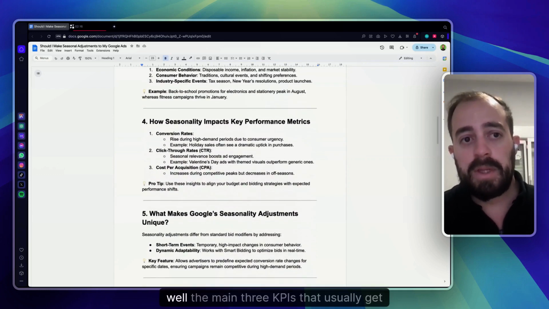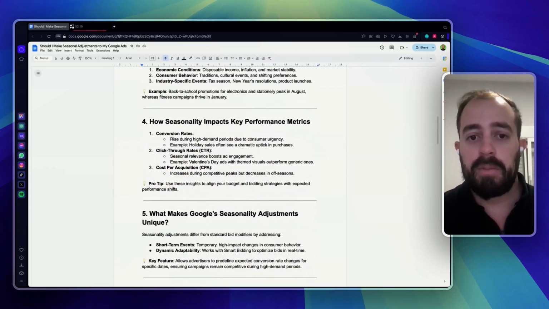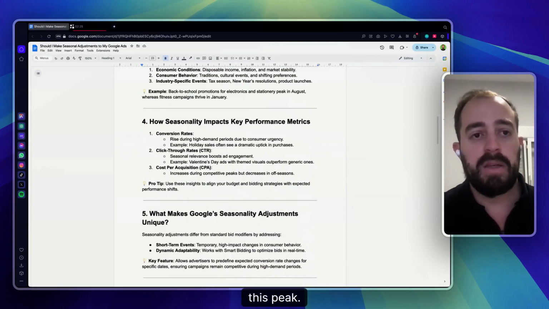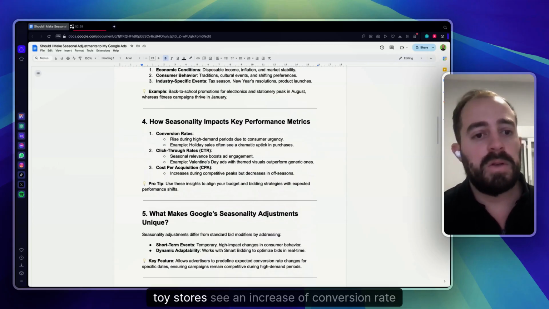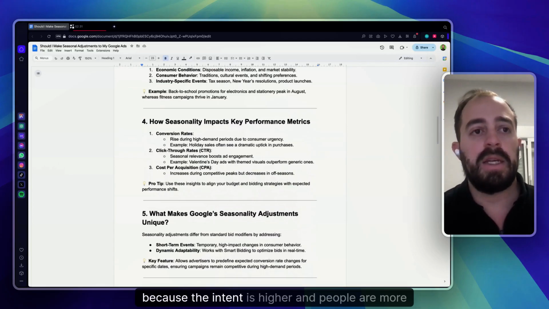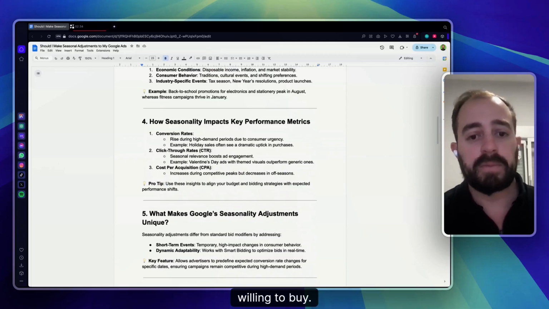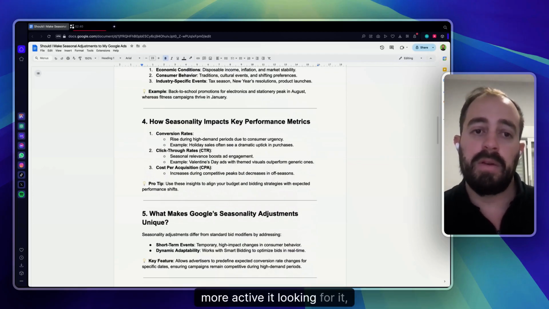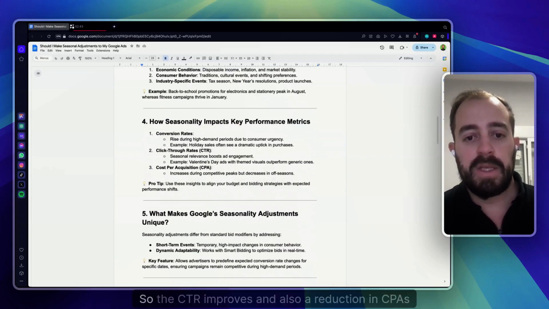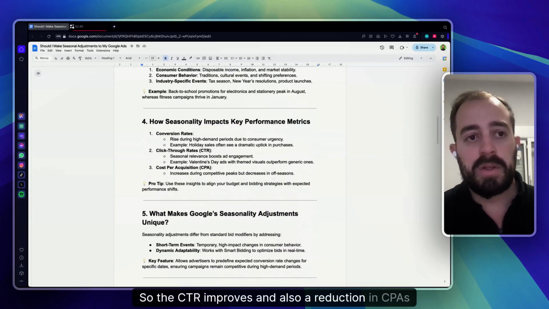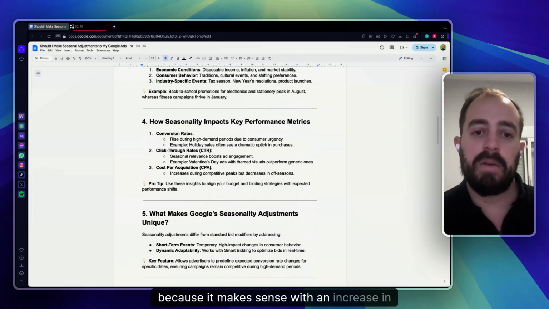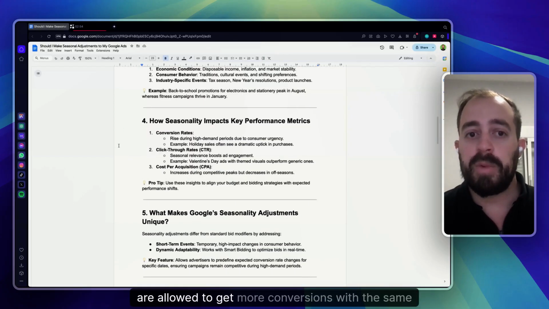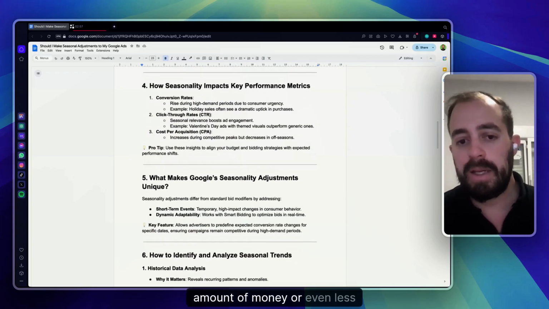How does it affect campaigns? Well, the three main KPIs that usually get most impacted by seasonality are, first, conversion rate, which usually increases during this peak. For example, at Christmas, toy stores see an increase in conversion rate because the intent is higher and people are more willing to buy. The other one is the CTR, because since they're more actively looking for it, they click more on the ad, so the CTR improves. And also a reduction in CPAs, because it makes sense that with an increase in conversion rate the CPA decreases, so the campaigns get more conversions with the same amount of money or even less.